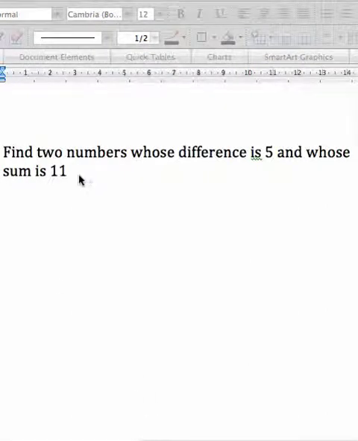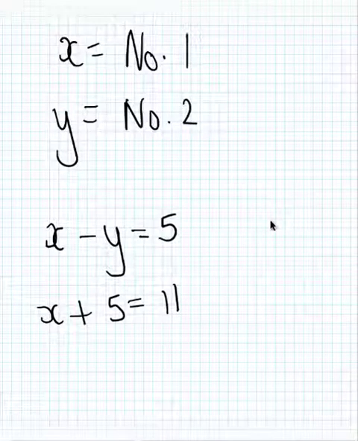It's the same process that we had with our other question. Find two numbers whose difference is 5 and whose sum is 11. So just pause it and write down the two equations we can write from this question here. But remember, you must identify your variables. For example, you could say x is number 1 and y is number 2. So your first step would have been identifying your variables.